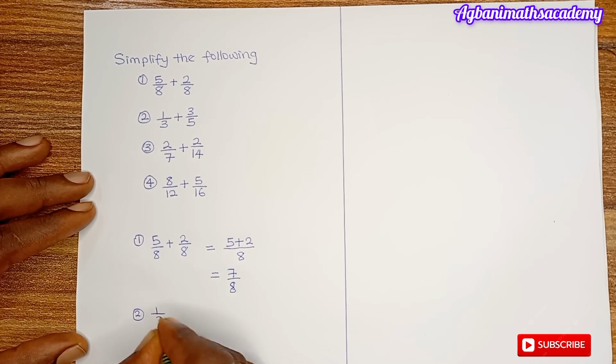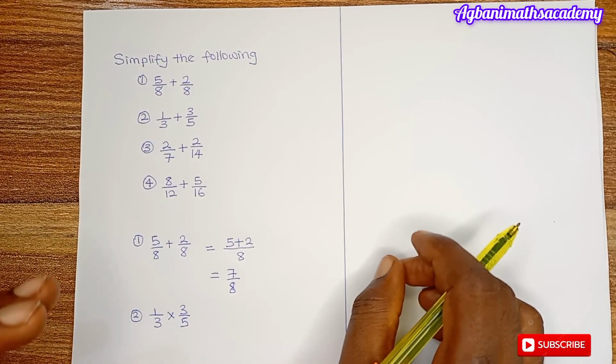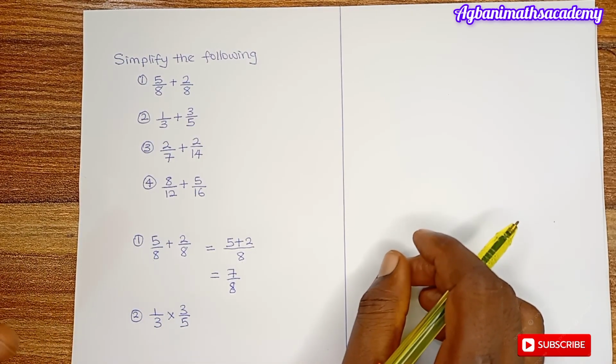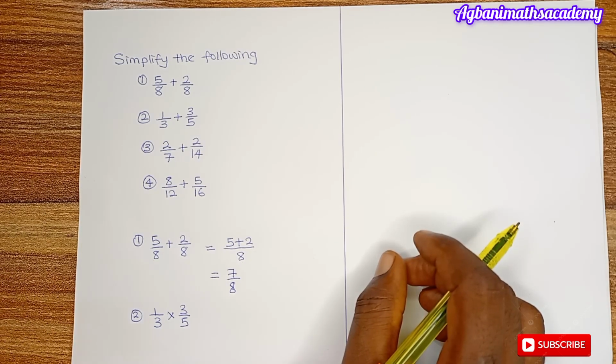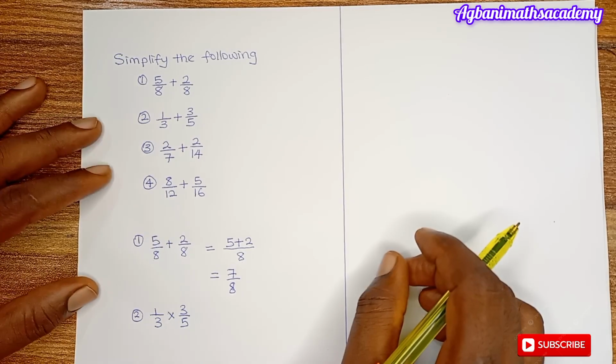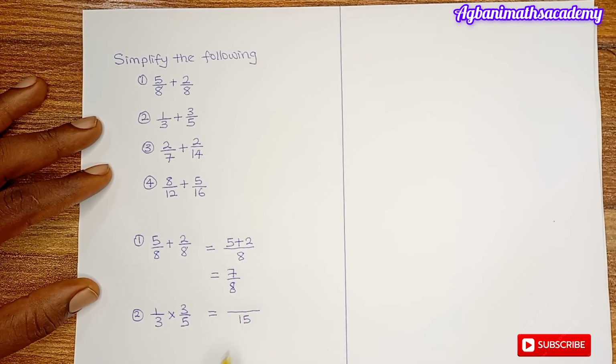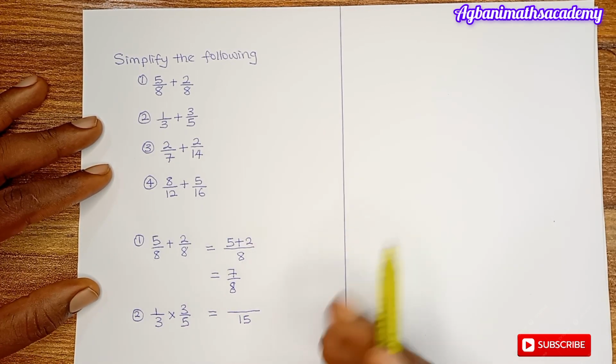The next question we have, number 2: 1 all over 3 plus 3 all over 5. So when you have a situation like this, where the two denominators are different, but the two denominators are less than 10, all you simply need to do is multiply the two denominators to get your common denominator. So our common denominator is going to be 3 multiplied by 5, which is 15. And then you use this 15 to divide each of the denominators and multiply by the numerators.